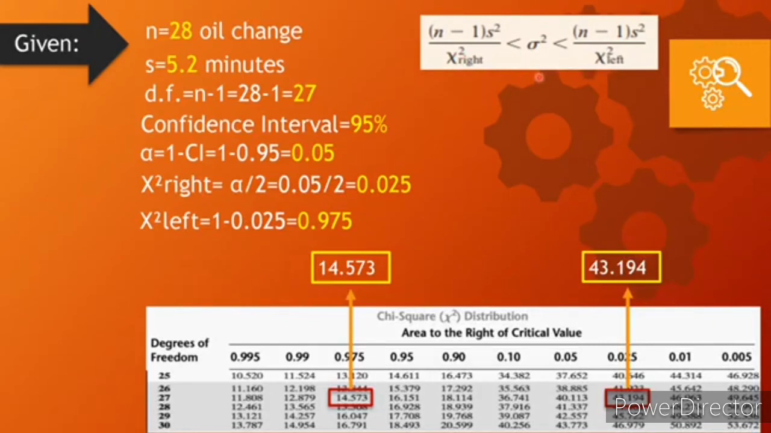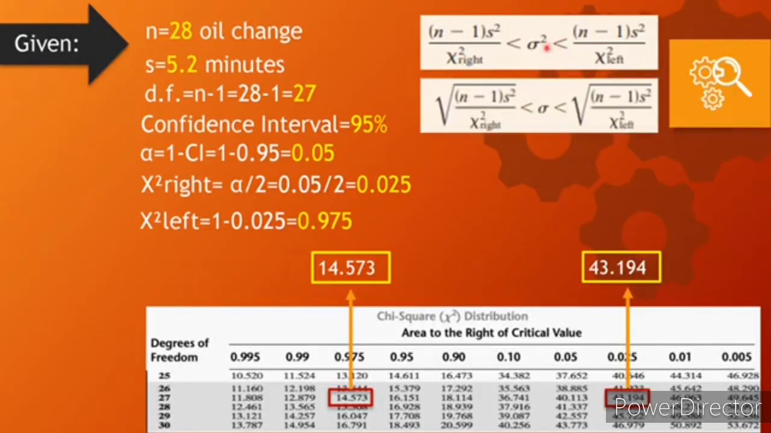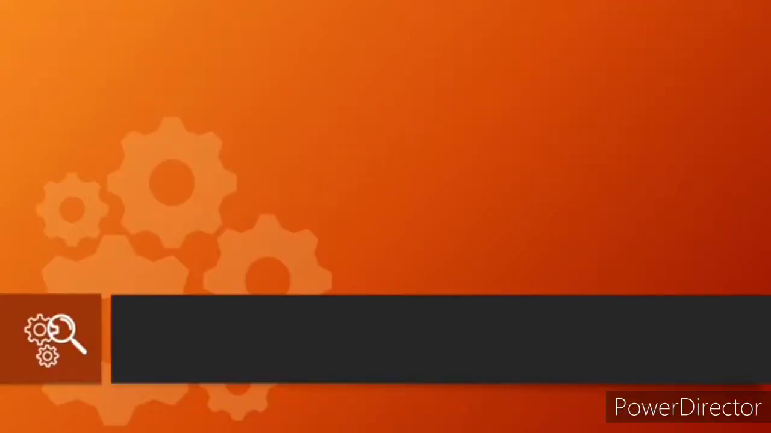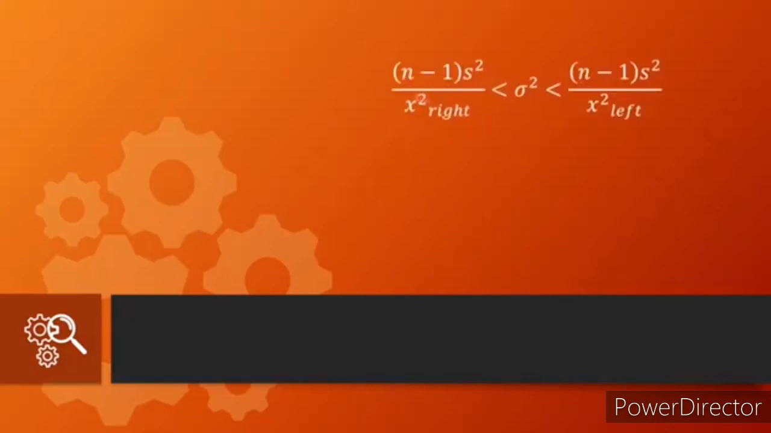So this is the formula in getting the variance, and this is the formula in getting the standard deviation. So let's start. The formula for the variance is: n minus 1 multiplied by the sample variance over the chi-square in the right tail, is less than the variance, which is less than n minus 1 multiplied by the sample variance over the chi-square in the left tail.